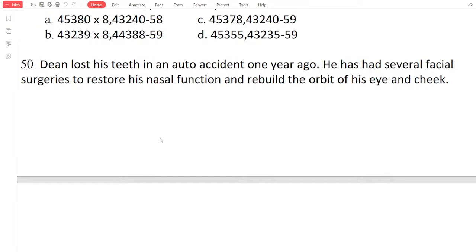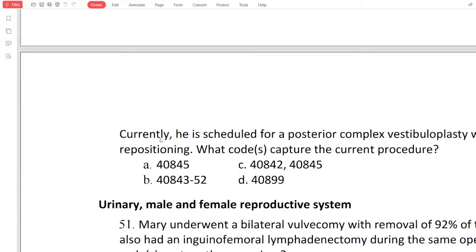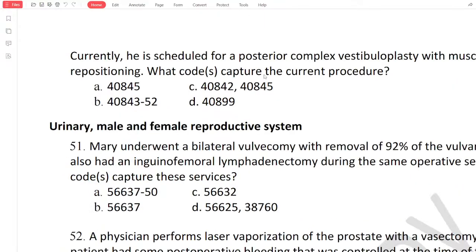15th one. Dean lost his teeth in an auto accident 1 year ago. He has had several facial surgeries to restore his nasal function and rebuild the orbit of his eye and cheek. Currently, he is scheduled for a posterior complex vestibuloplasty with muscle repositioning. What code captures the current procedure? The options are 40845, 40843 with modifier 52, 40842, 40845, and 40899.